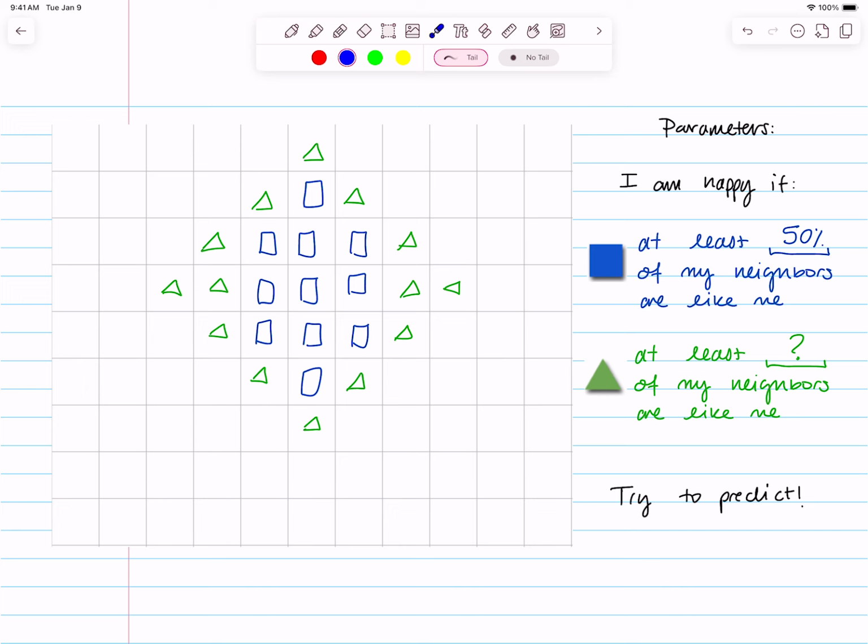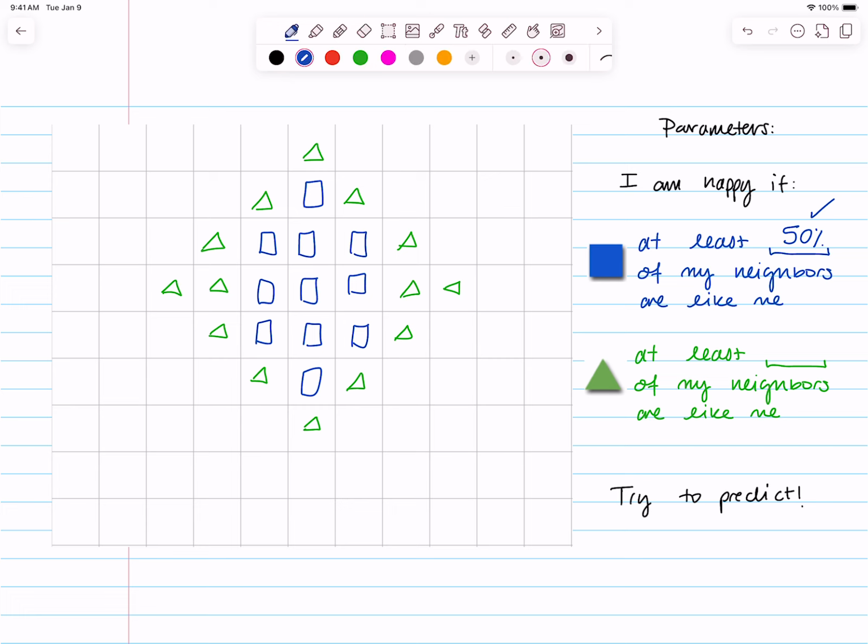This square here has 1, 2, 3, 4 square buddies out of 4, 5, 6, 7 total neighbors, so that's okay. That counts. Oh, but this guy here, that's an issue because he's got 1, 2, 3, and 1, 2, 3. Oh no, that's 50% of his neighbors, so he's happy. So actually, this looks like it works out. I wasn't sure it was going to. And then you can guess and check for the triangles.